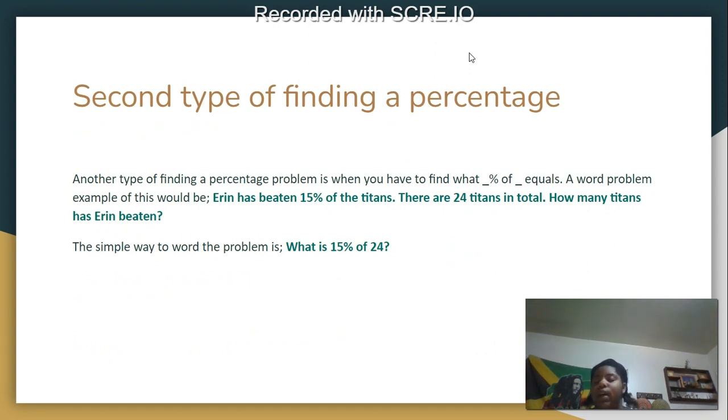There is also a second type of finding a percentage. Another type of finding a percentage problem is when you have to find what percent of what equals what. A word problem example would be Aaron has beaten 15% of the Titans. There are 24 Titans in total. How many Titans has Aaron beaten? The simple way to word the problem is what is 15% of 24?